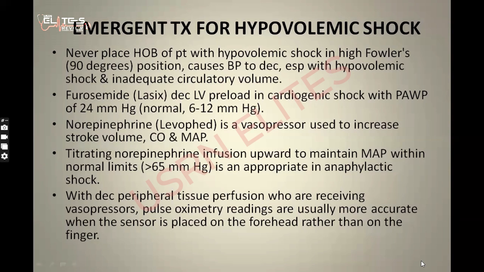So the first one here, we are saying never place head of bed of patients with hypovolemic shock in high Fowler's. That is 90 degrees position. And the reason is that it causes venous return to decrease, especially with hypovolemic shock and inadequate circulatory volume. I think someone has brought this up before. The person saw it in Let's Achieve. Maybe some of you too, you've seen it. Just in case one day you meet such a thing.